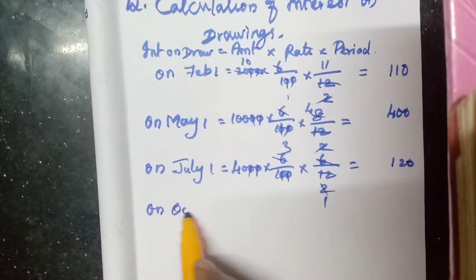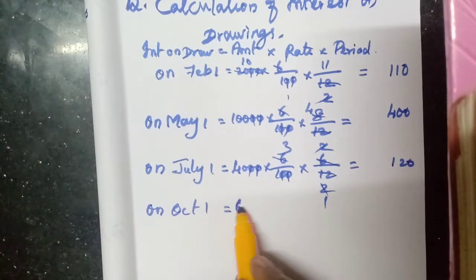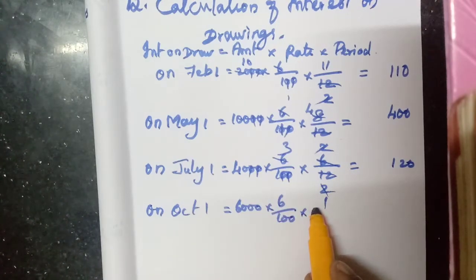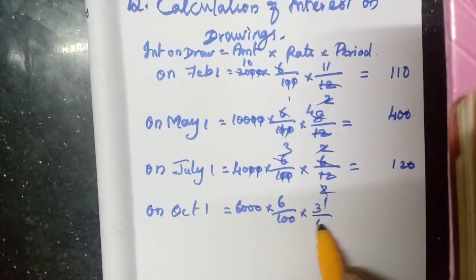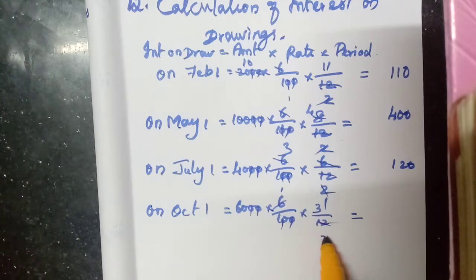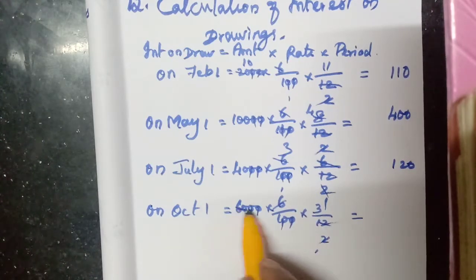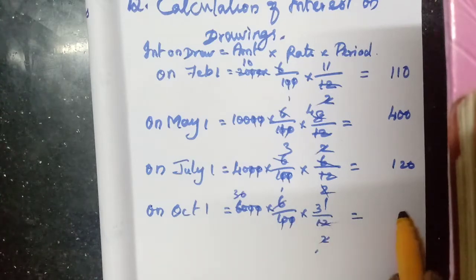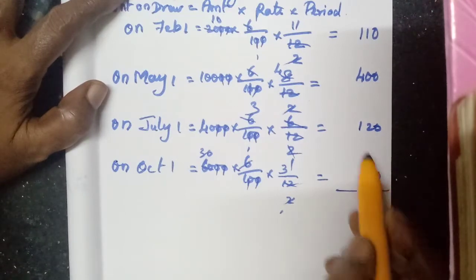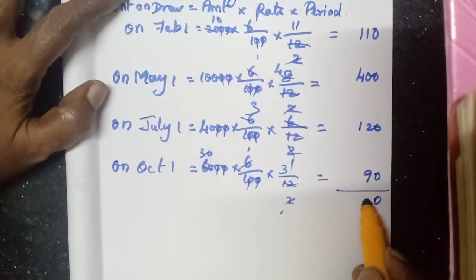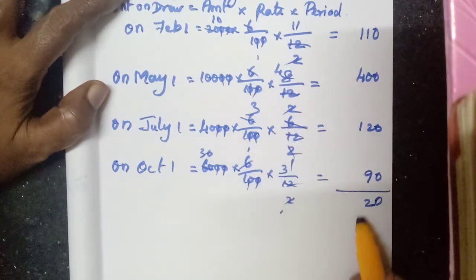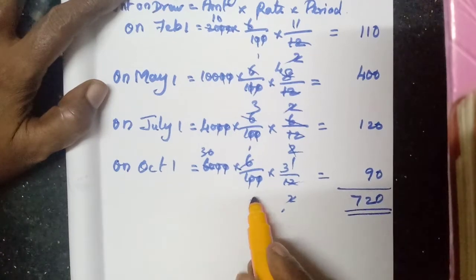Then on October 1, 6000 into 6 by 100 into October, November, December. So 3 months, 3 by 12. Okay, here 6, 1, here 2. Then again 2, 3 is 30. 30 into 3, 90. That's all. We have to add. Okay, add and write. 0. 11 plus 1, 12. Balance 1, 2, 6, 7, 720 rupees.